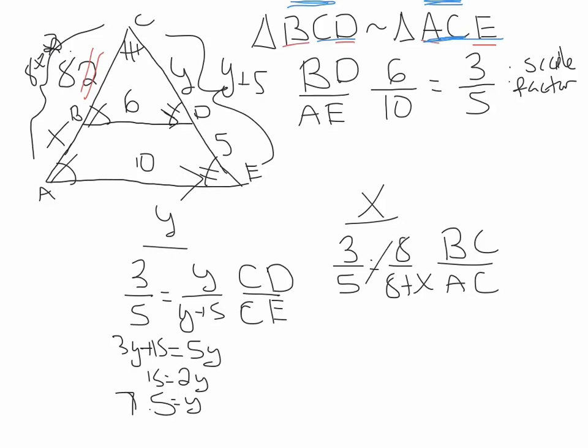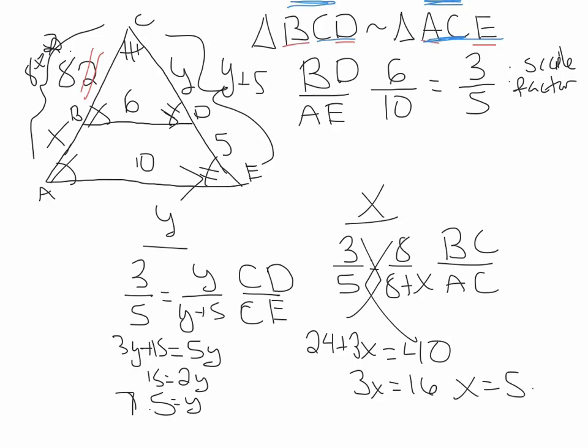Once we have this set up, let's cross multiply. 8 times 5 gives me 40. Then I'll distribute: 3 times 8 gives me 24, plus 3 times x gives me 3x. Subtract 24 from both sides, so I get 3x equals 16. Divide both sides by 3, and I'll get x equals 5.3.